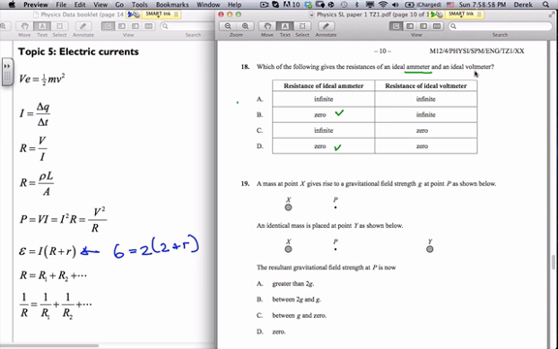The voltmeter is in parallel, and so we basically don't want any current to be going through, or just a tiny fraction, so it needs to be infinite. So it's that one over there, so B is your correct answer.